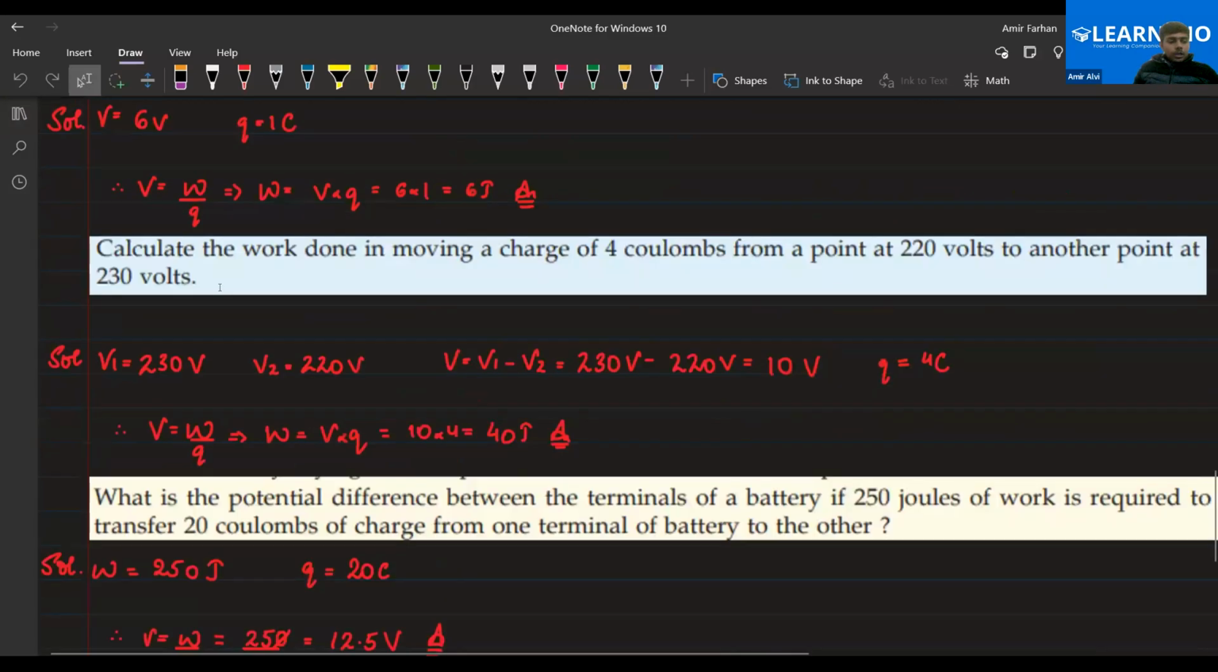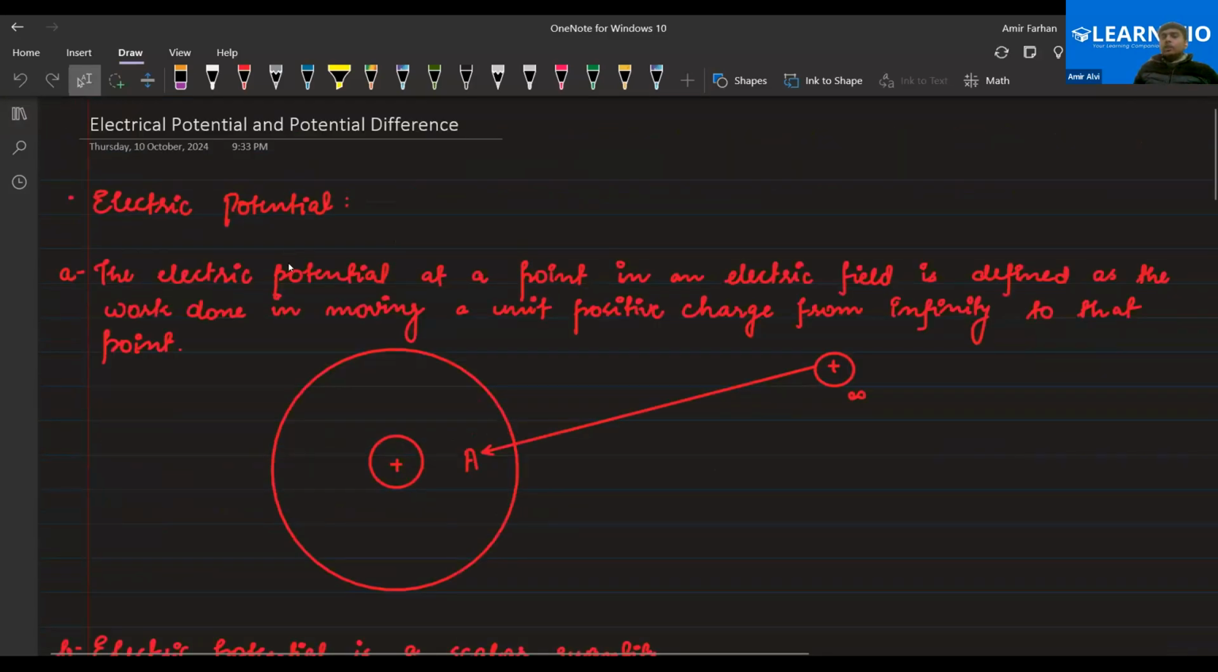Next is our second topic, electric potential. So what is electric potential? Electric potential at a point in an electric field is defined as the work done in moving a unit positive charge from infinity to that point. Suppose there is an electron present over here. Obviously there would be some electric field of this electron, yes or no everyone, in which the electric force will be observed.